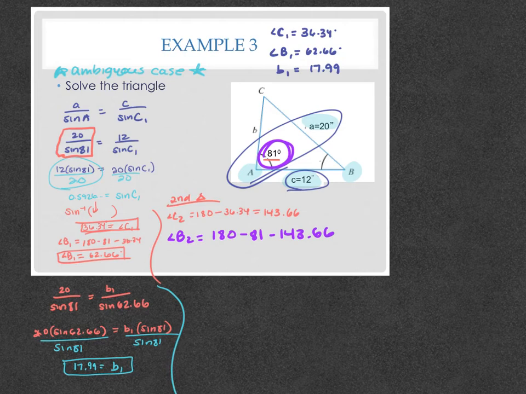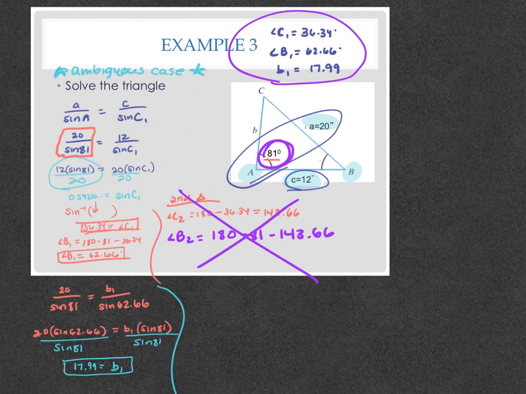Now what happens if I do 180 minus 81 minus 143? What kind of number is that? Negative. Can I have a negative angle? No. So this is when I say there is no second triangle, and that first triangle is the only one that works. So if when you go to find your second angle on the second triangle, it is positive, that means there's a second triangle. Negative means there's no second triangle. In my opinion, this one step is way faster than finding H and then comparing it to A and B. But again, that is your other option.